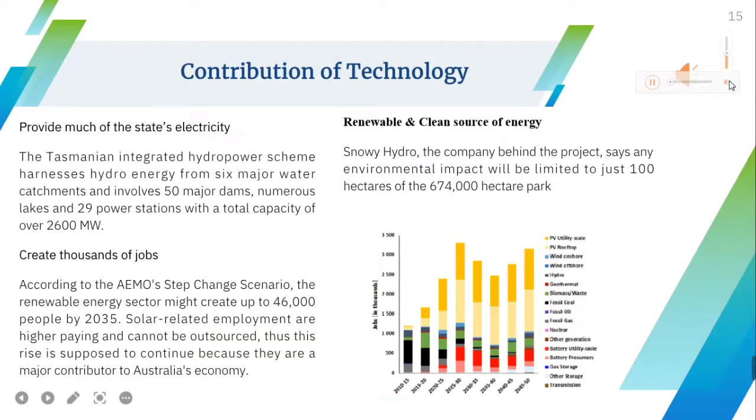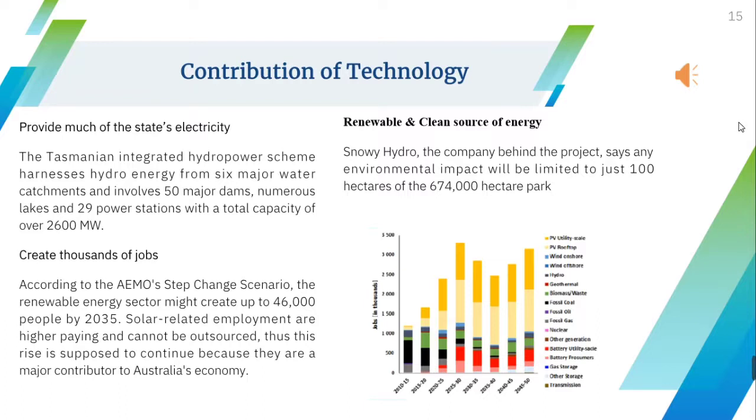Next, for the contribution of hydroelectricity, it provides much of the state's electricity. The Tasmanian Integrated Hydropower Scheme harnesses hydro energy from 6 major water catchments and involves 50 major dams, numerous lakes, and 29 power stations with a total capacity of over 2,600 megawatts.